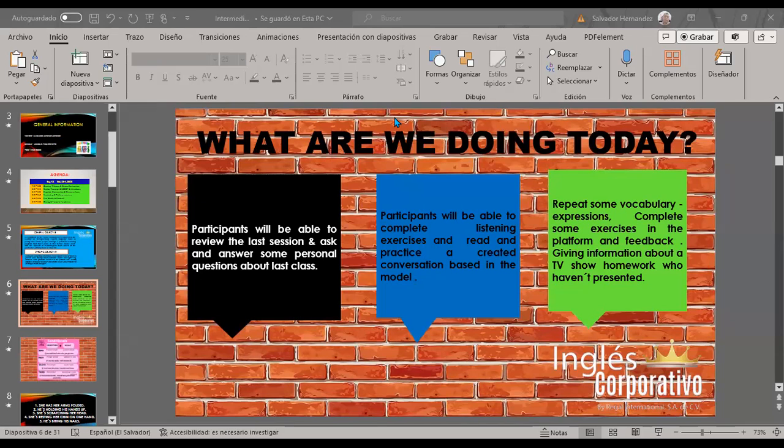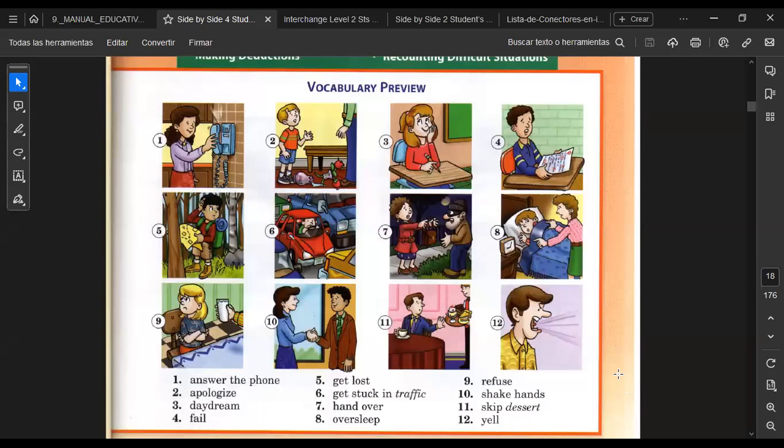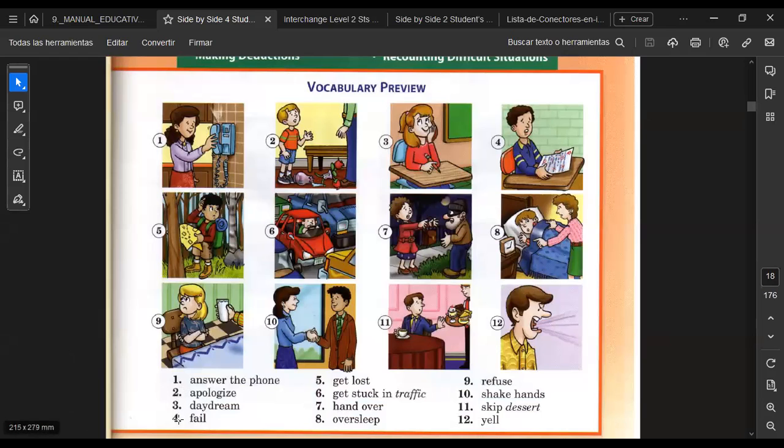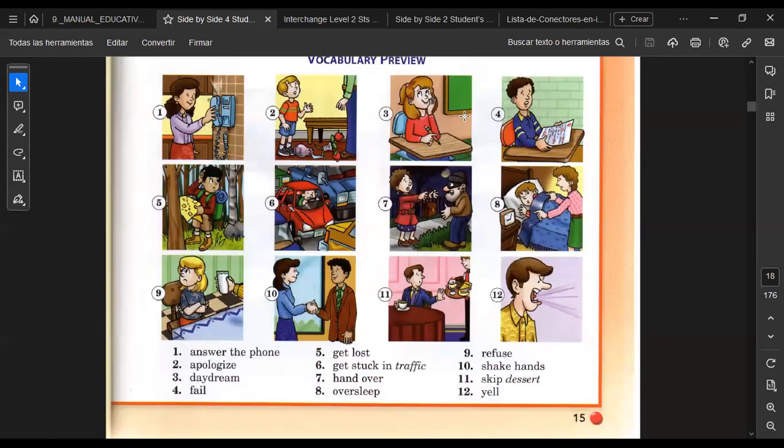So we are going to start with this vocabulary. Okay, now in vocabulary preview. So, can you help me to read, please? Norma, ahorita que le sirve el micrófono lo vamos a aprovechar. Number one, number two, number three, number four. ¿Puede ver la imagen? Okay. ¿Puede leer la number one, number two? Me va a leer de la 1 a la 4.